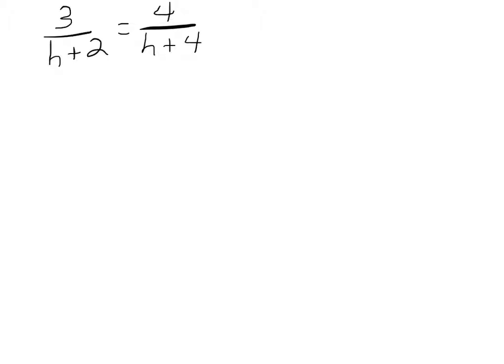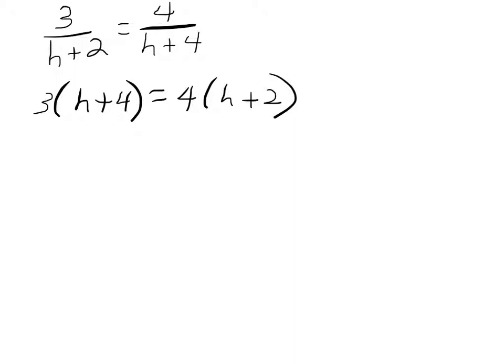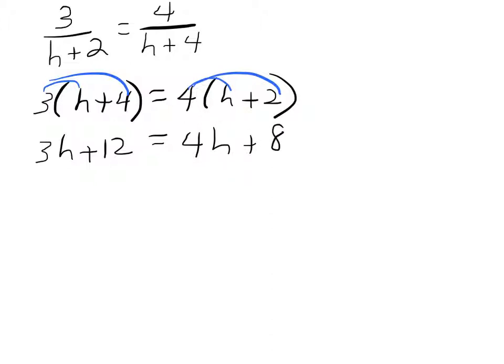Alright, so now you have solved your problem. Let's go through and see if we have solved it the same way. So first of all, I'm going to cross multiply. 3 times h plus 4 is equal to 4 times h plus 2. I'm going to use that distribution, and I'm going to distribute the 3. So I get 3h plus 12 is equal to, now I'm going to distribute that 4. 4 times h is 4h, 4 times 2 is 8.